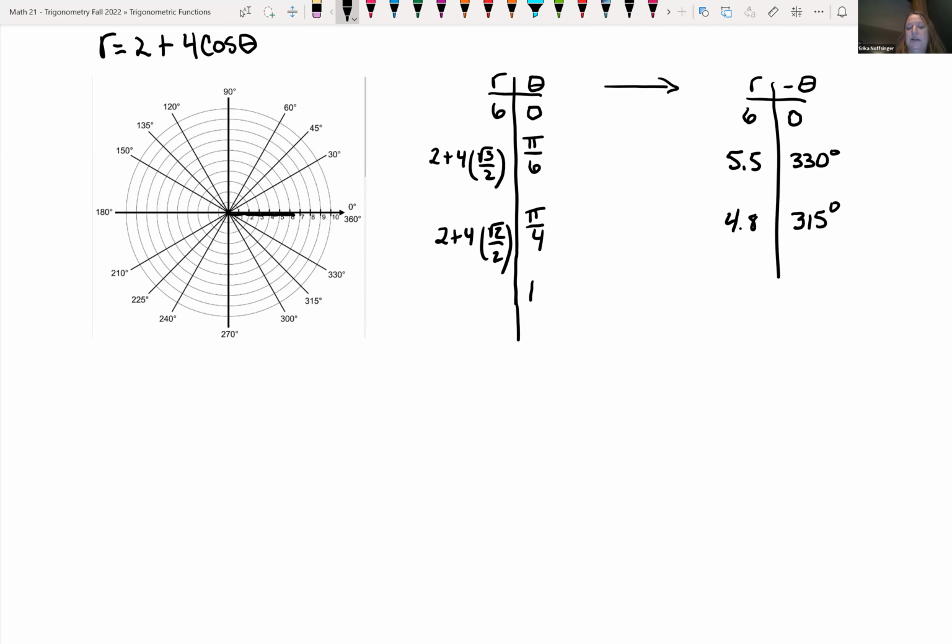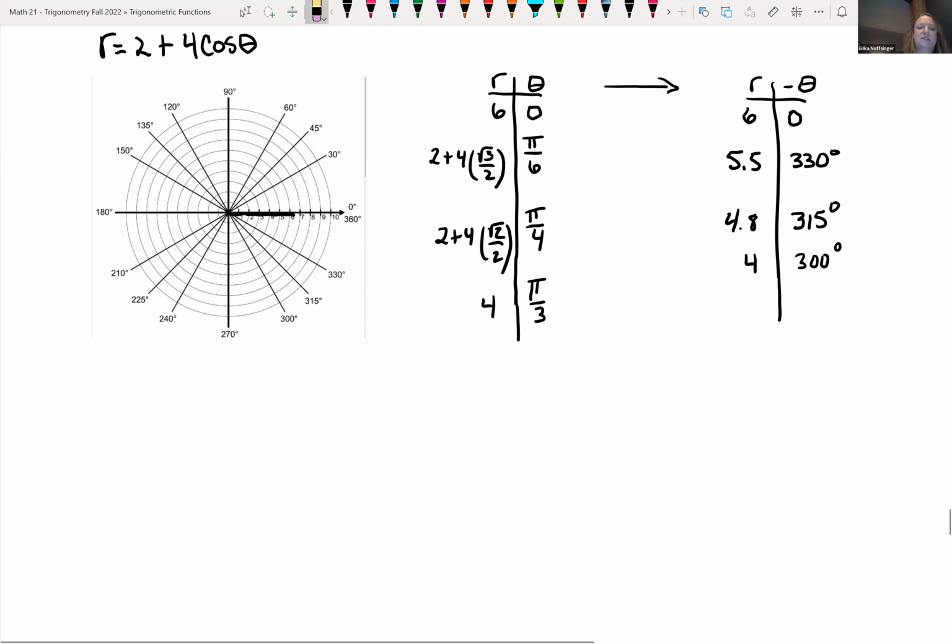Let's look at 60 degrees, or pi/3. I know cosine of pi/3 is 1/2. And so I have 4 times 1/2 is 2, and then that 2 plus the 2 gives me 4. So we have 4 here, and that would be the same thing reflected across that polar axis as 300 degrees.